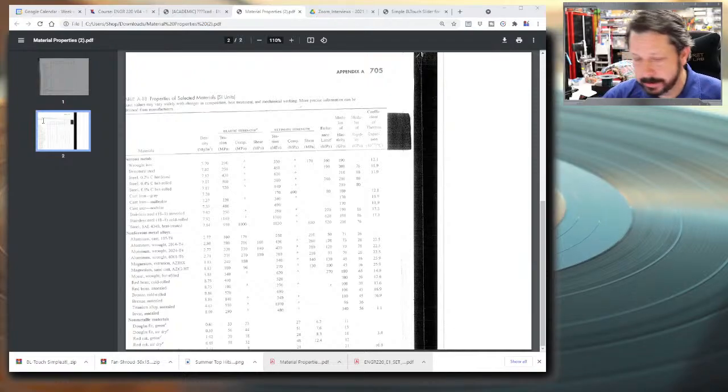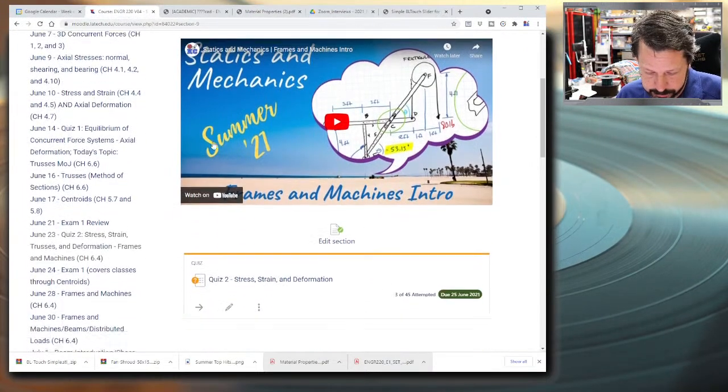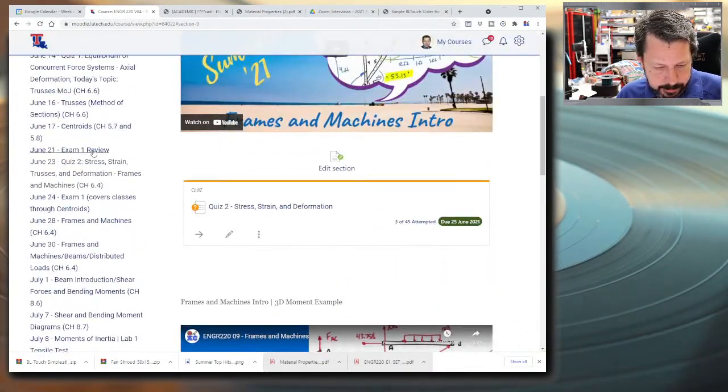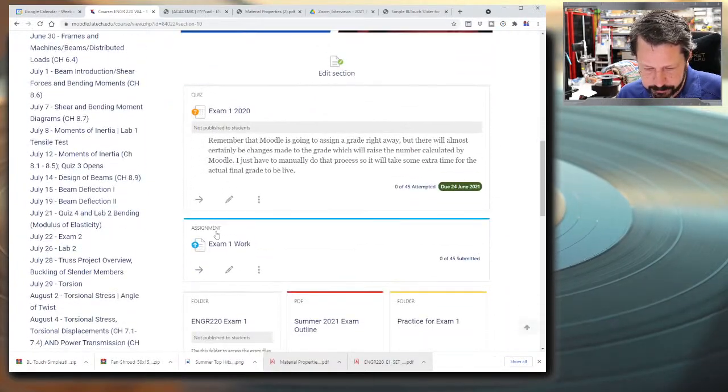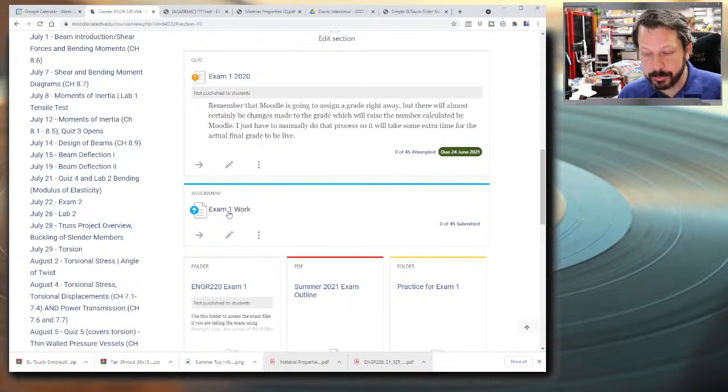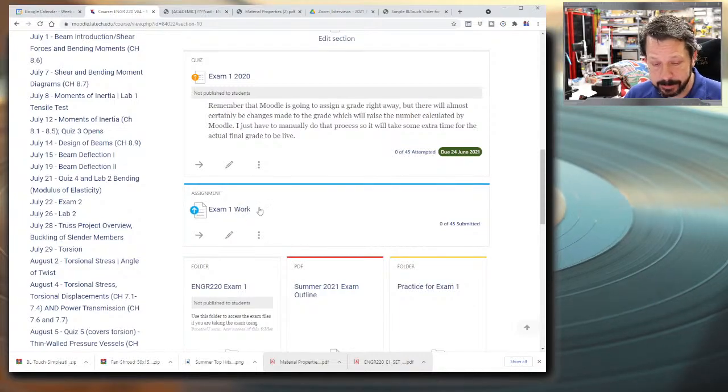What did I call it? Let's see if I can find it. I may not have put it up yet. Let's see, exam 1. Exam 1 work is what I called it. So you'll upload your exam 1 scans here.